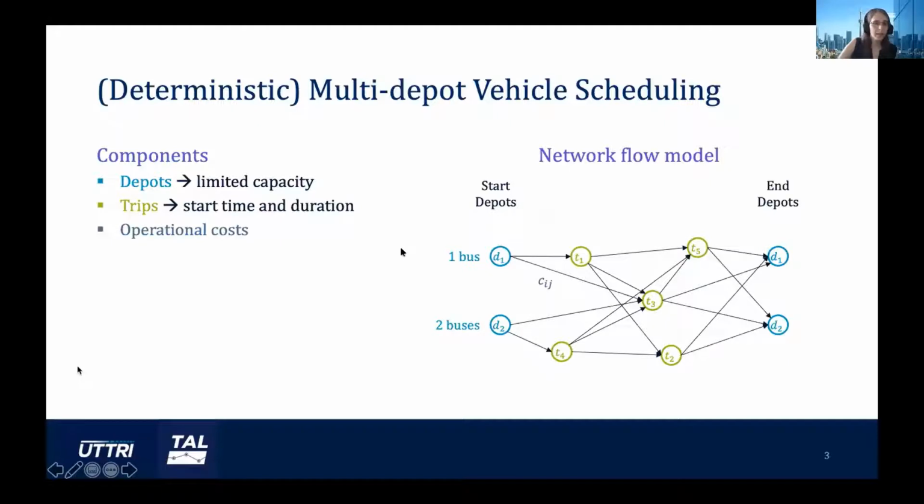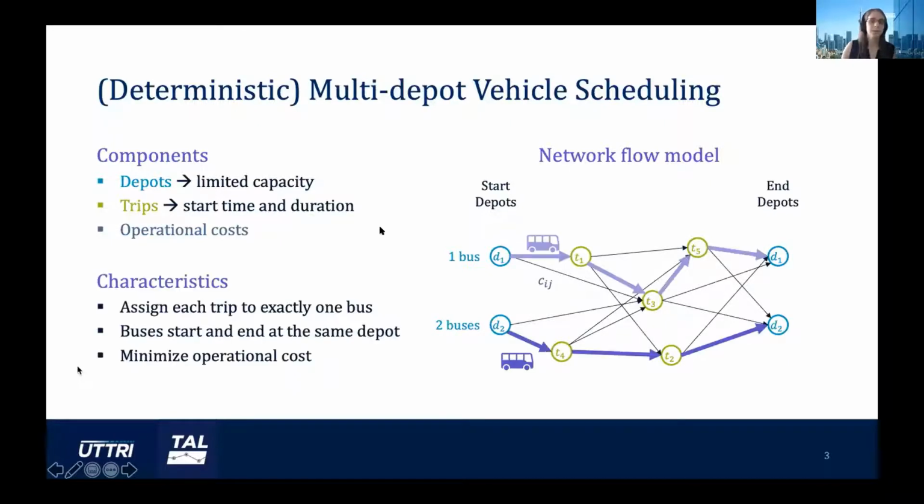The main idea, as I said before, is that we want to assign each trip to exactly one bus. So for instance, this violet bus has trips 1, 3, and 5. And we want each bus to start and end at the same depot. So if I start at depot 1, I have to end at the same depot. And as I said before, minimizing the cost is the main goal.